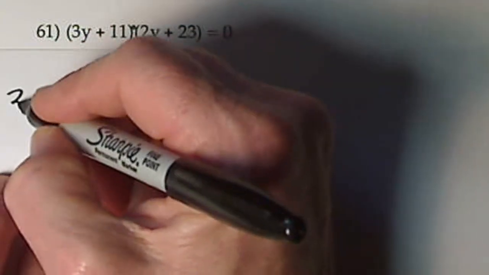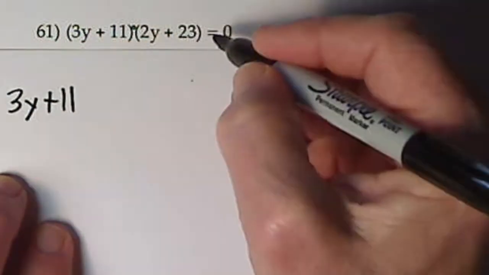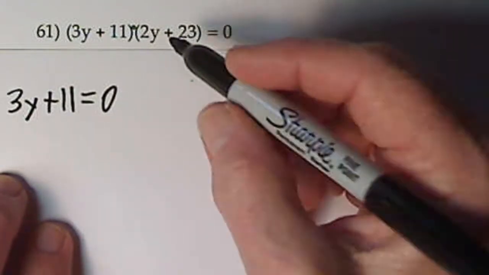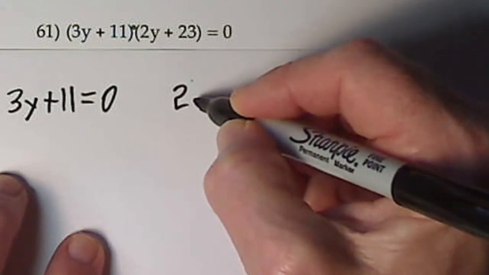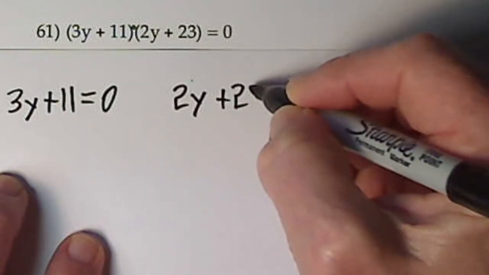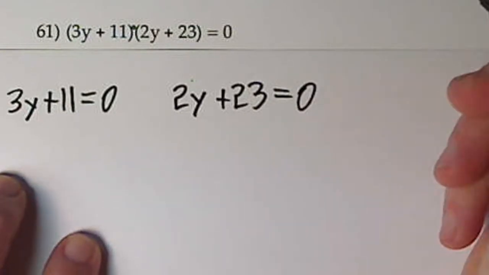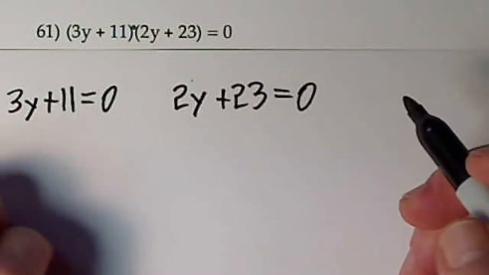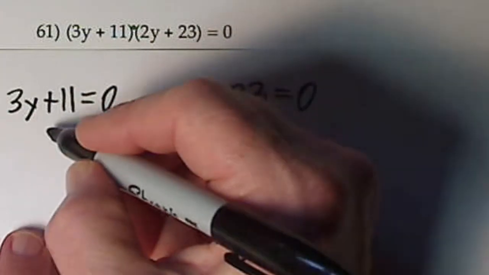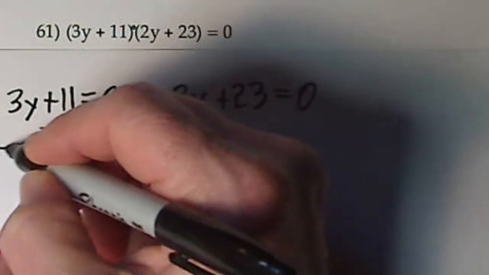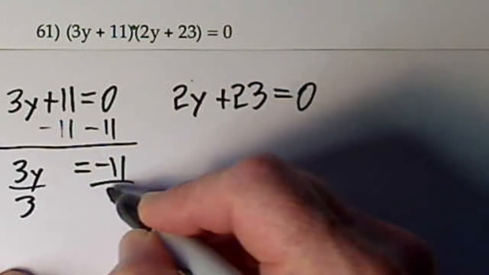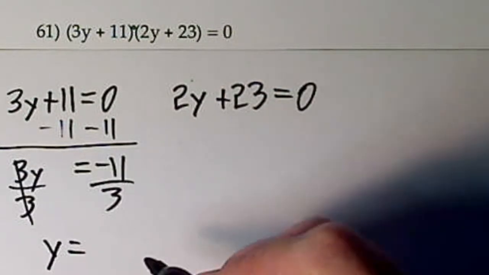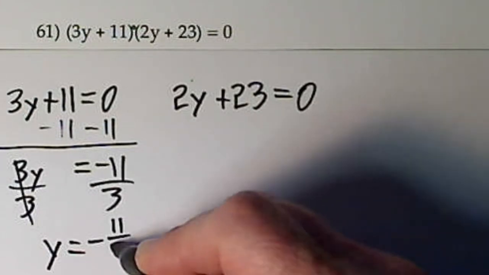Okay, you just grab 3y plus 11 and set it equal to 0, and then you grab the other set of parentheses, 2y plus 23, and set that equal to 0. And now you solve each of these for y. Okay, so get rid of the 11, get rid of the 11. 3y equals negative 11. Get rid of the 3, get rid of the 3. y equals negative 11 thirds.